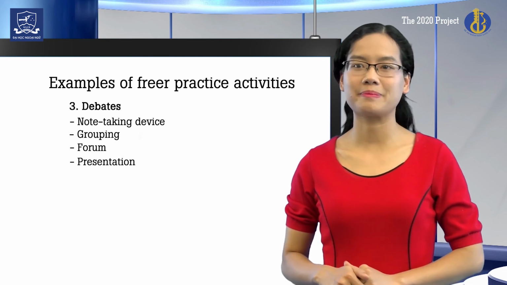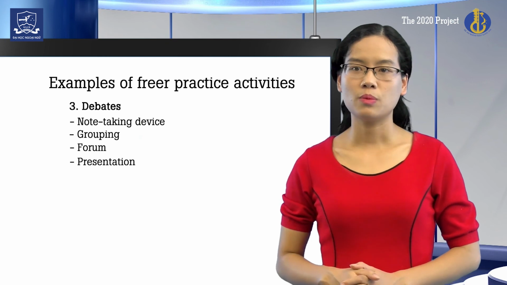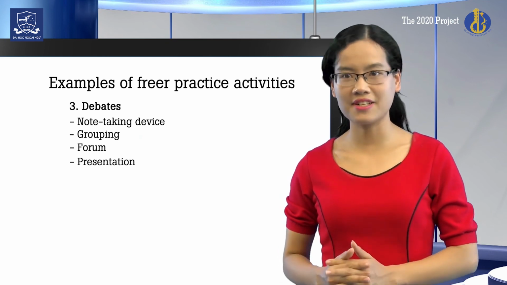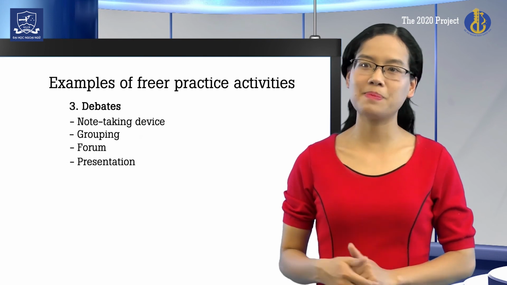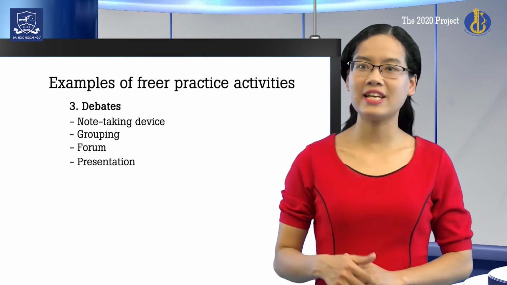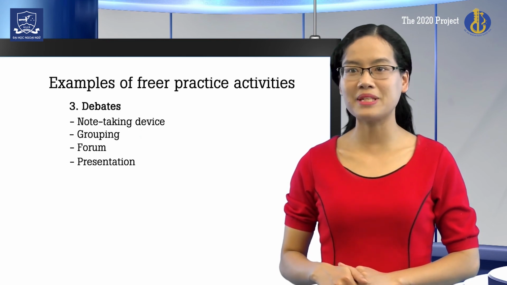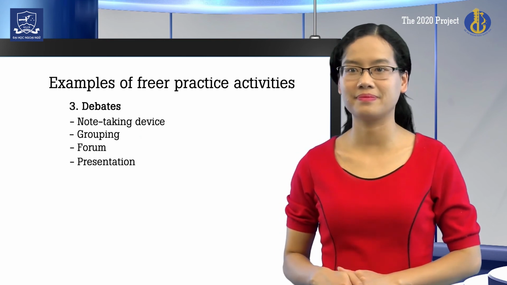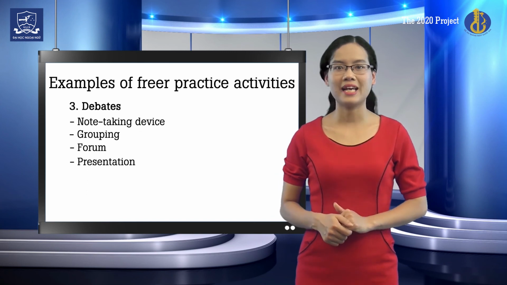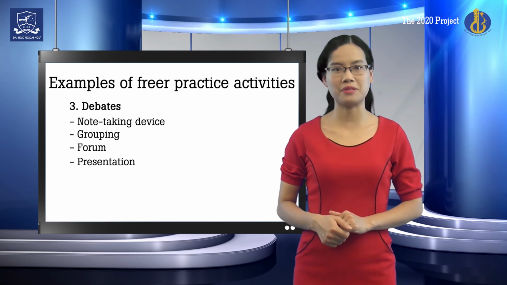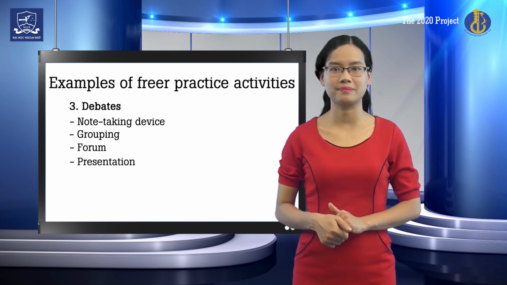Secondly, grouping. You can group the students in the following ways. Put for and against students into one group. For example, 6 people in one group, so 3 for and 3 against, and have them debate amongst each other. Or you can put 4 students into the same group and against students in another group. They discuss and prepare their arguments.